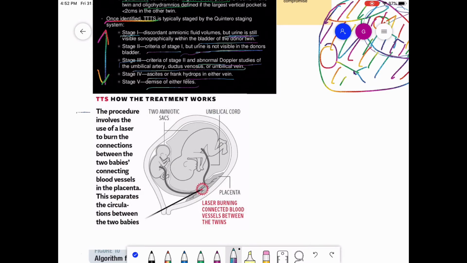So I'm going to read this. The procedure involves the use of a laser to burn the connecting blood vessels between the two babies in the placenta. This separates the circulations between the two babies.